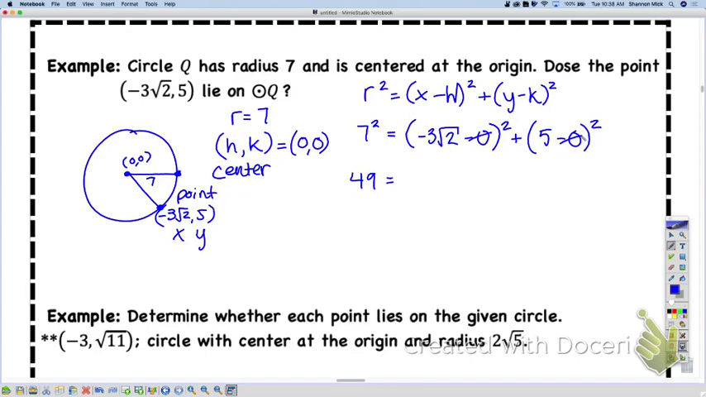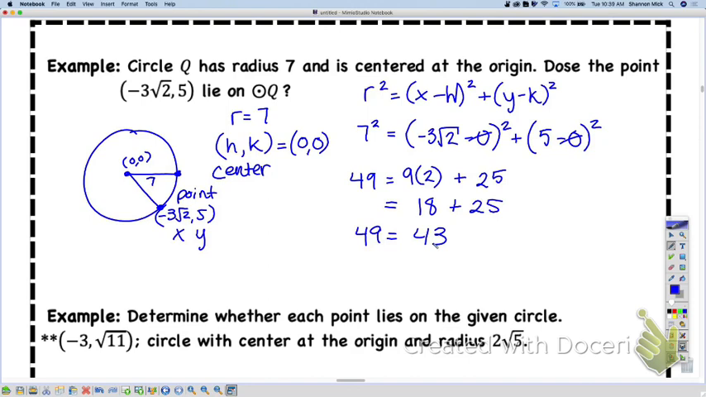Now remember, I square both the inside and the outside, right? So -3 squared is 9. What's the square root of 2 squared? 2. So that'd be 9 times 2, which is 18, correct? Plus 5 squared is 25. So for this to be true, the right has to equal 49. What's it equal? 43.